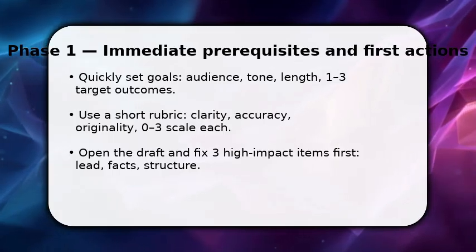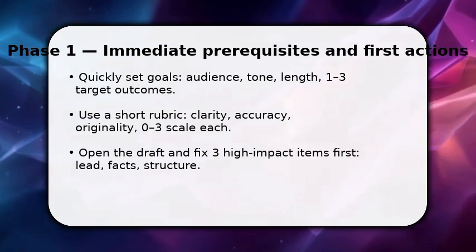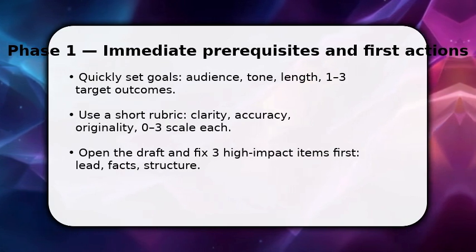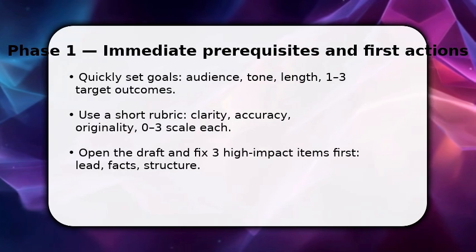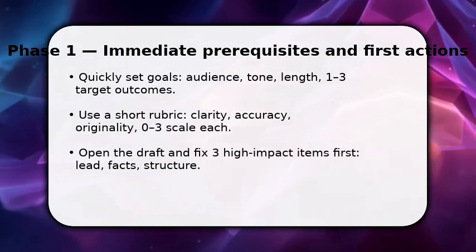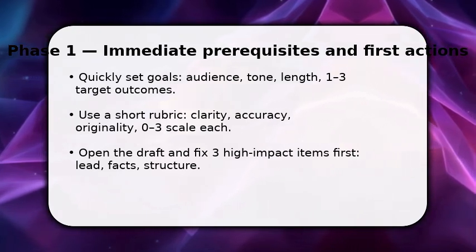You start by defining the core goal and the first edits you will make, because goals shape choices. Once done, scan the lead for clarity, correct major factual errors, and lock the structure. These moves reduce downstream rewrites. Make sure to apply a short rubric: clarity, accuracy, originality, so you can measure improvement quickly.